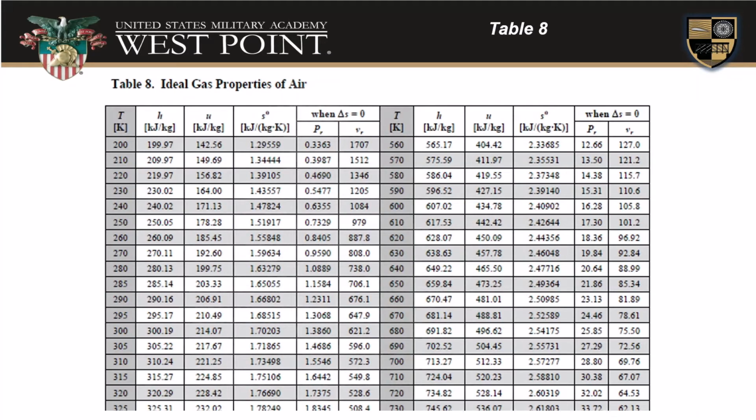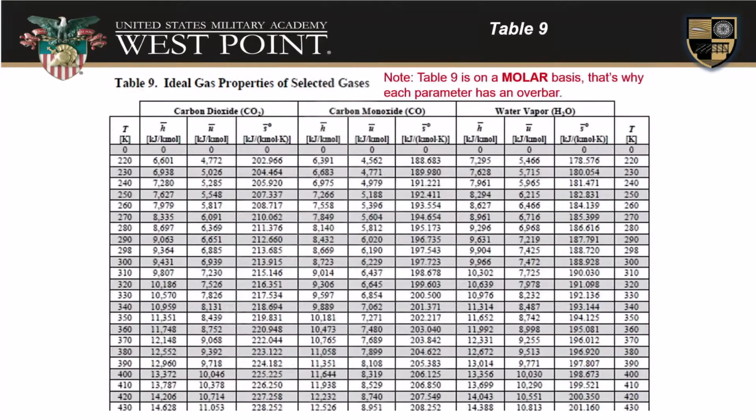Next, we have table 8, the ideal gas properties of air only. In this table, just a reminder, we have our 3 new convenience functions that we introduced in video 2. There in the middle column, we have our s° at temperature T. And then next we have our relative pressure, P sub r, and our relative volume, v sub r. Remember, relative pressure and relative volume will only be used when you have an isentropic process.